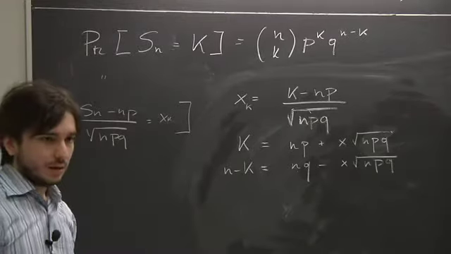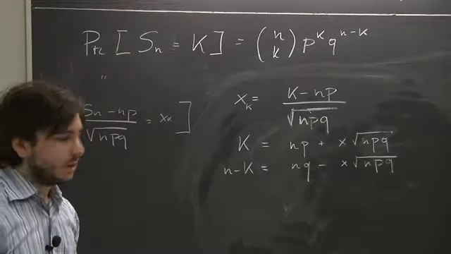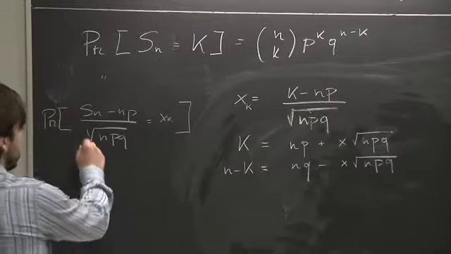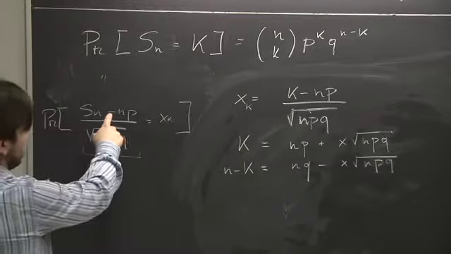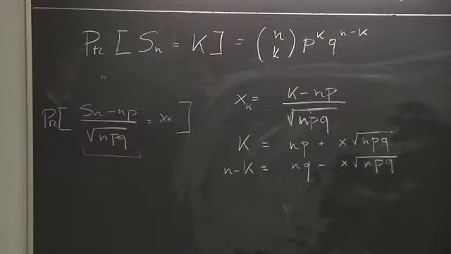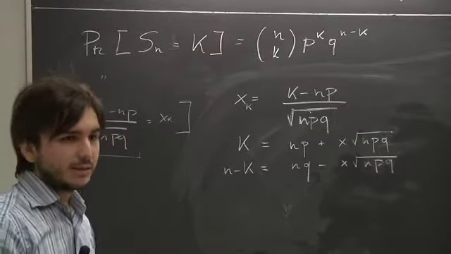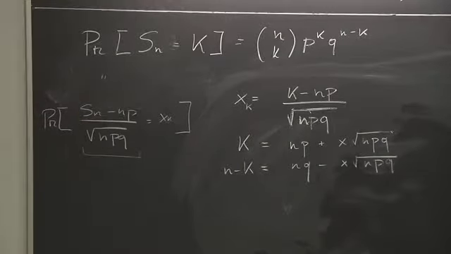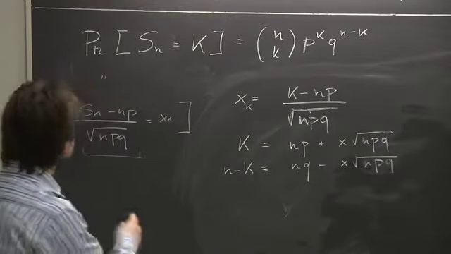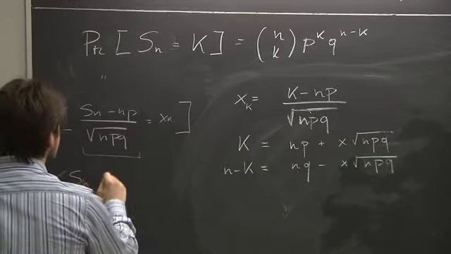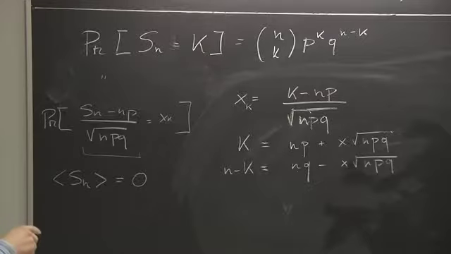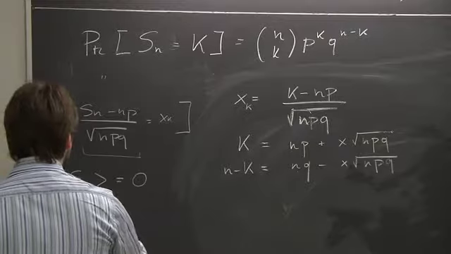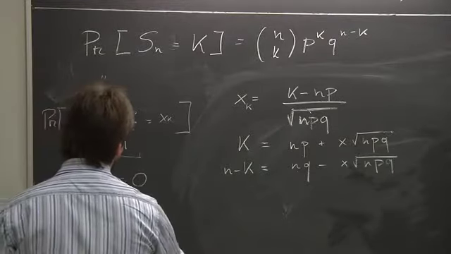Now, this is a random variable, because you have a random variable, you are subtracting a number, then you're normalizing it, it is again a random variable. It's what we will call a standardized random variable. Why? Because it has 0 mean, and if you calculate the variance, it's 1.